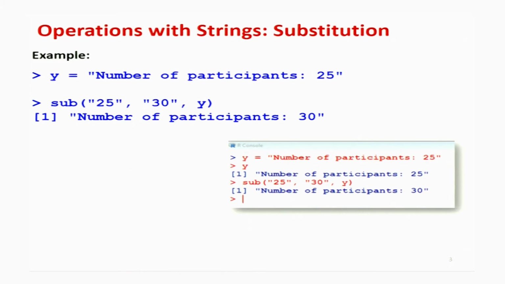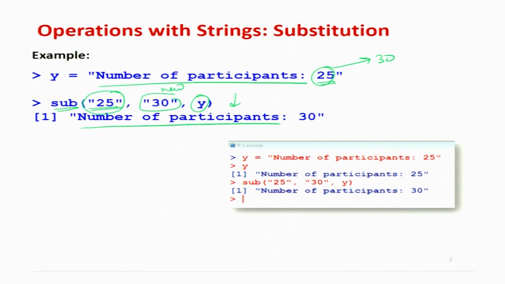So let me take some example and show you how it works. Let me take a string, number of participants colon 25, and suppose I want to replace this 25 by 30, right? So I can write sub, and because it is inside the double quotes, it is a string, although 25 is a number. So you want to replace the string 25 by the new string, the new value 30, in y. You can see if you execute it, it will come out as number of participants, same as here, but this 25 will be replaced by 30, right? And this is the screenshot also.